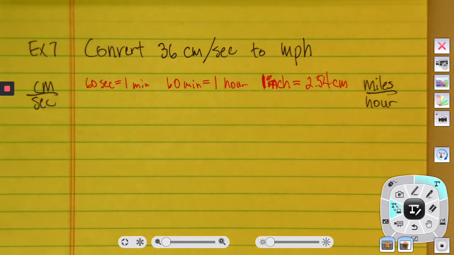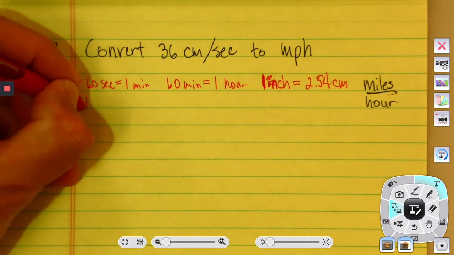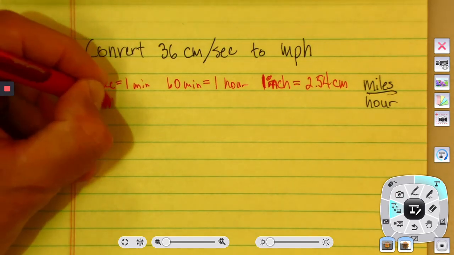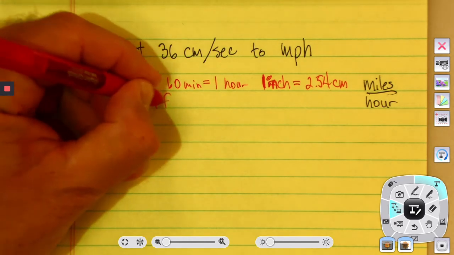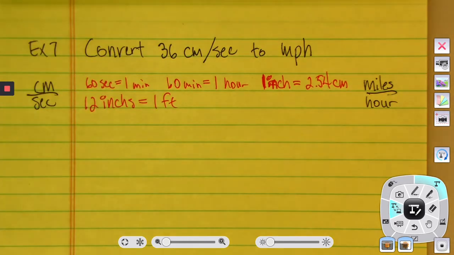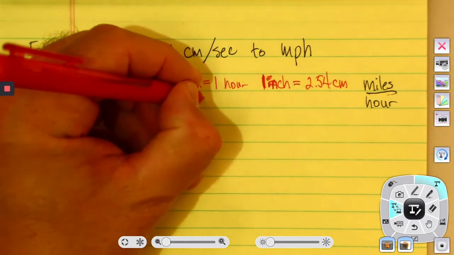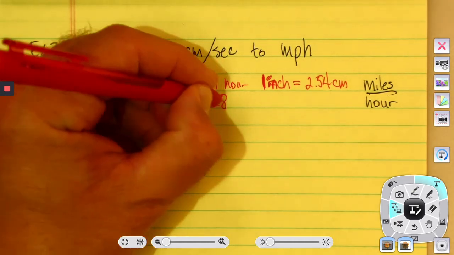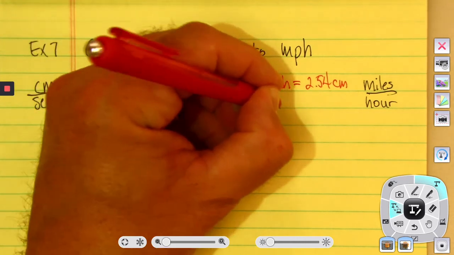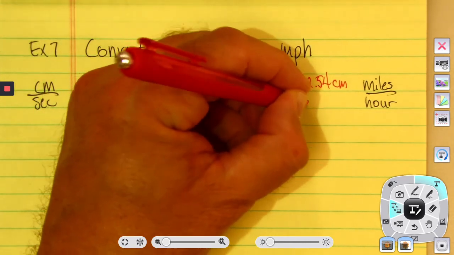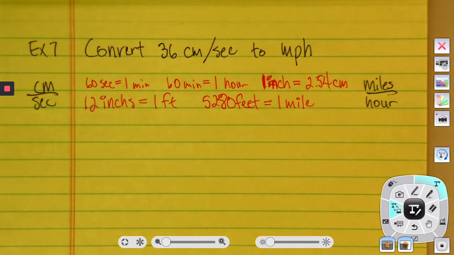And then I'm in inches now, so I've got to go from inches to feet. So 12 inches equals 1 foot. And from the previous problem, I remember that 5,280 feet equals 1 mile. Again, when I'm looking for conversion factors, just Google it.